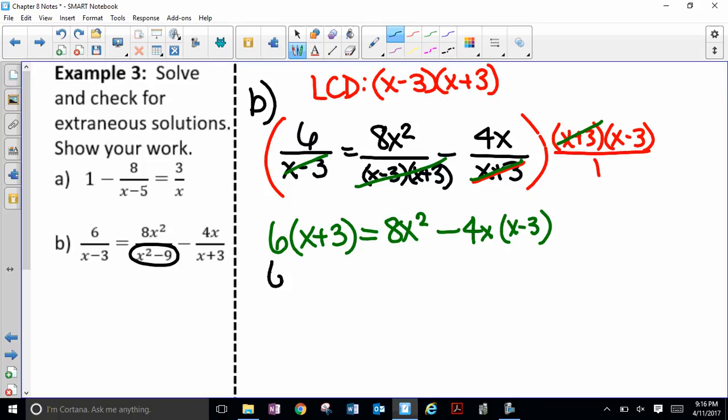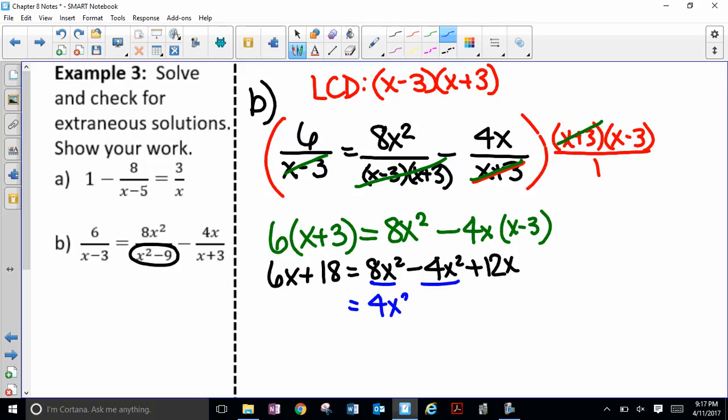Okay, so distribute. And distribute on this side as well, so negative 4x squared plus 12x. All right, combine like terms on this side. So we get 4x squared plus 12x. And we still have 6x plus 18 over here. You have a quadratic, so we need to make this equal to 0. So I'm going to minus 6x and minus 18 over. Always opposite to get it on the other side of the equation.